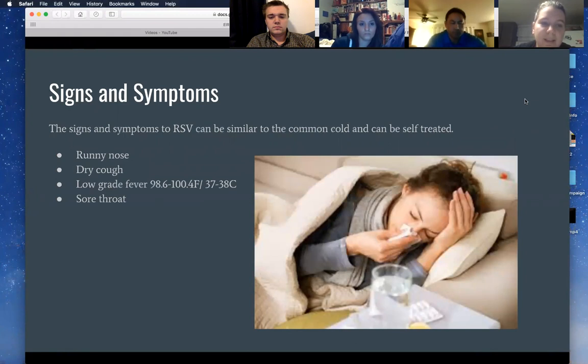The signs and symptoms of RSV can be very similar to the common cold and can be self-treated. A few of the signs and symptoms consist of runny nose, dry cough, low-grade fever, which is 98.6 to 100.4 degrees Fahrenheit, or 37 to 38 degrees Celsius, and a sore throat.